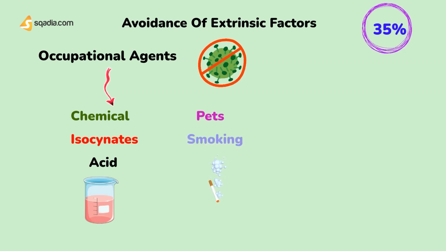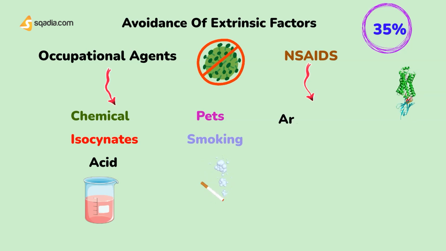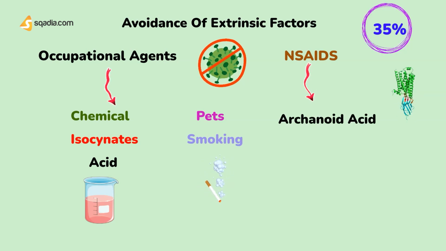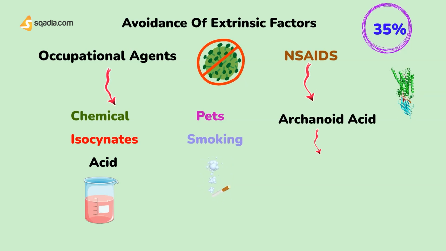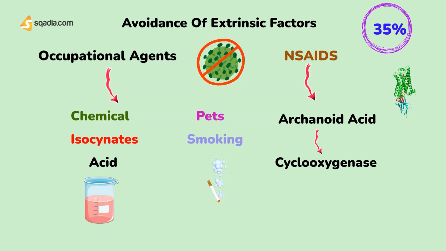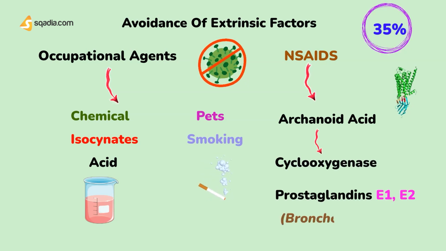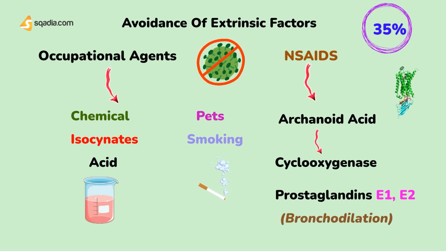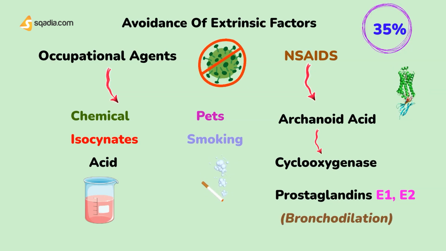What about NSAIDs? They are avoided in asthma. Why? Because NSAIDs inhibit arachidonic acid metabolism via the cyclooxygenase pathway, which prevents the synthesis of prostaglandin E1 and E2. And prostaglandin E1 and E2 play a major role in bronchodilation in asthma.